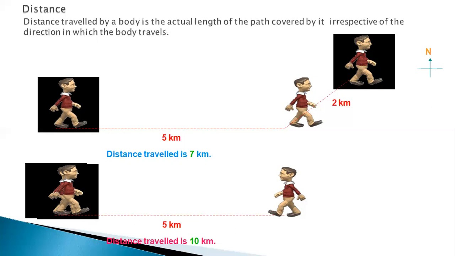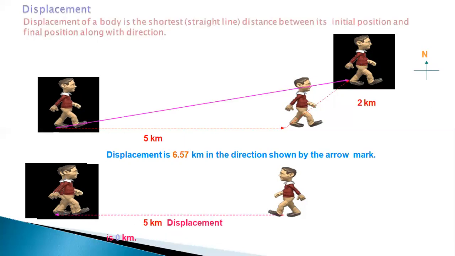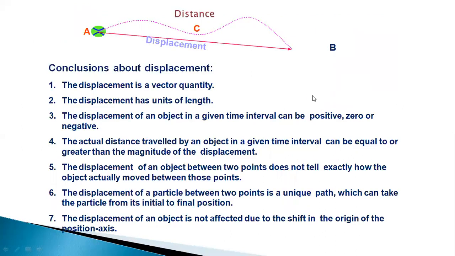Okay, so next one is displacement. So displacement of the body, here you can see, displacement of the body is the shortest distance between the initial and final position. For example, in this picture, the man has started from here and he goes to this position and again he goes to this position.